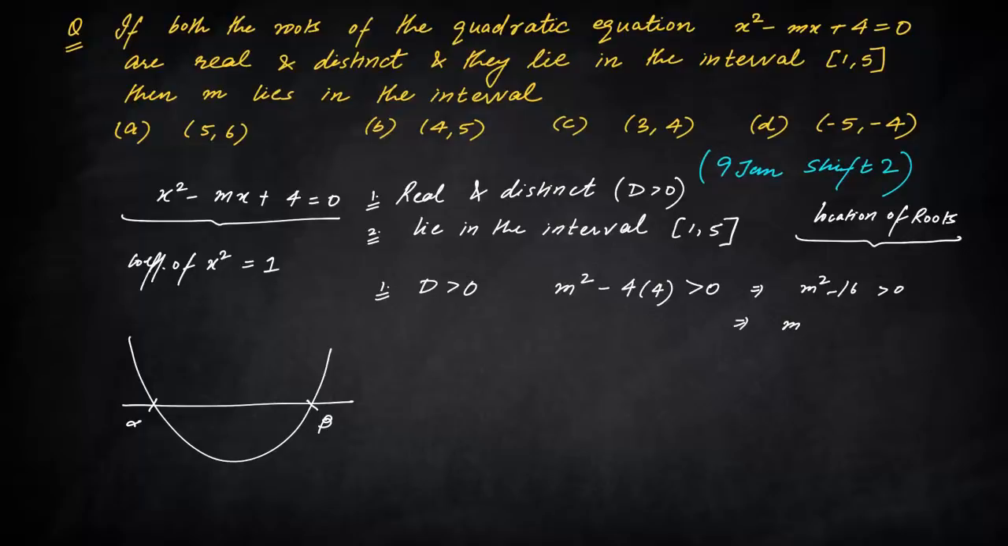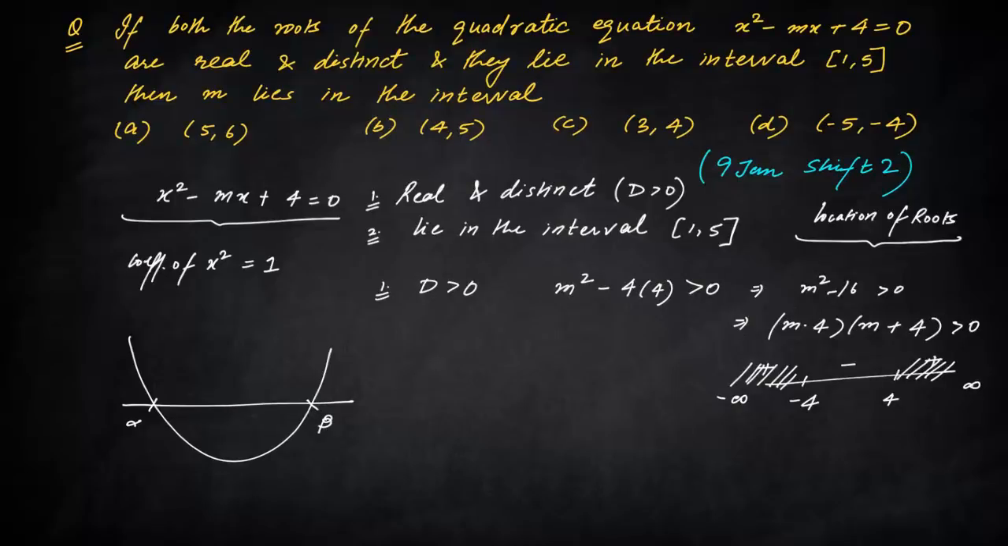Break it into factor form. This will be m minus 4 into m plus 4 greater than 0. We'll solve it on the wavy curve: minus 4, 4, plus minus plus, and greater than 0 region means the plus region. So the answer should lie between minus infinity to minus 4 and 4 to infinity. But we have just solved the discriminant for this to have real and distinct roots. What is the next thing they say?